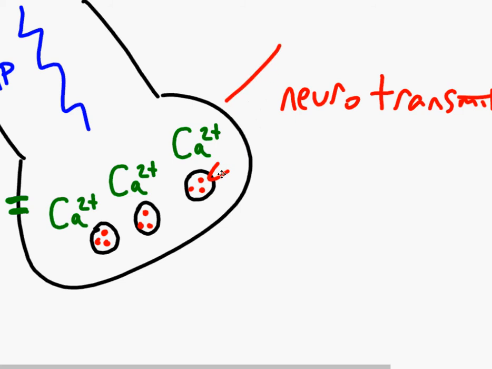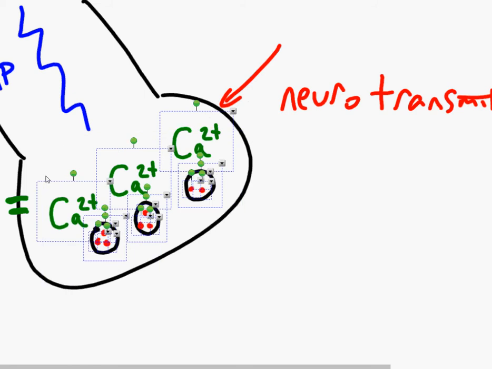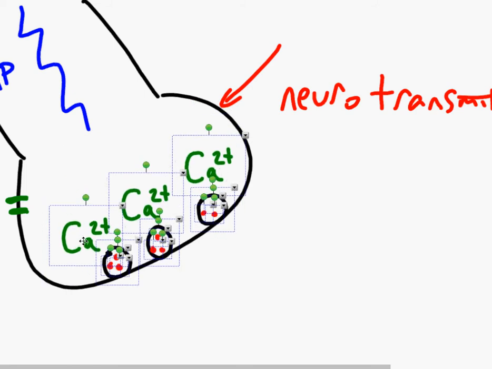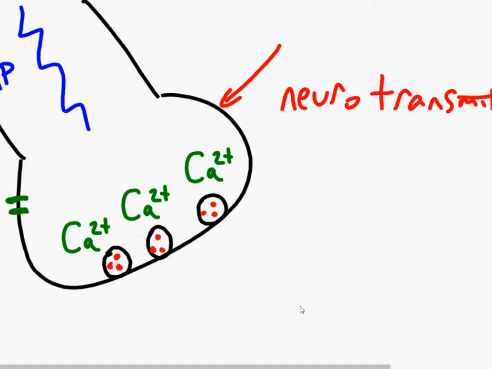Alright, so let's get these pieces out of the way so we can deal with this. Well, the calcium is going to cause those vesicles full of neurotransmitter to be pushed to the edge of the axon terminal. And when that happens, the vesicle is going to fuse with the membrane, causing the contents of that vesicle to be emptied into the synapse. Alright, and you get the idea.